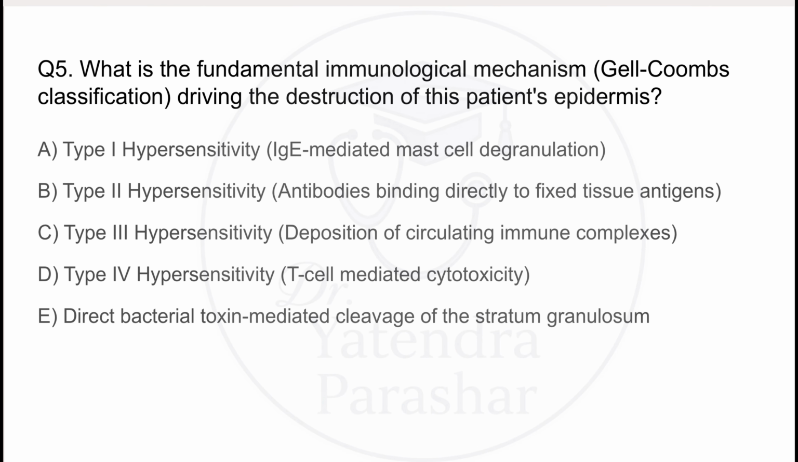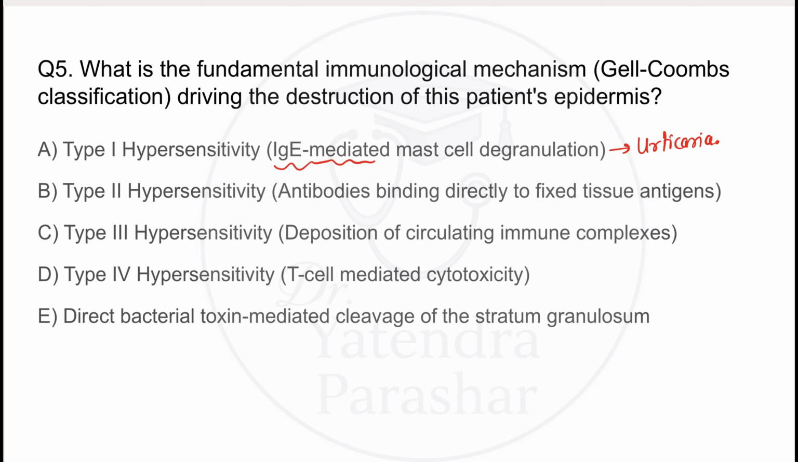Now come to the next question. Question number 5. What is the fundamental immunological mechanism according to the Gell-Coombs classification driving the destruction of this patient's epidermis? So let's see each option one by one. Type 1 hypersensitivity. It is IgE mediated mast cell degranulation. It is seen in allergic reactions like urticaria.